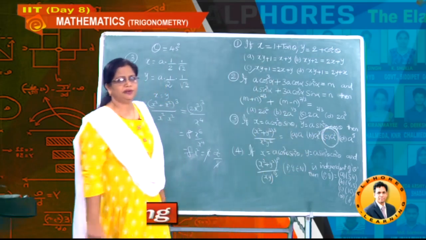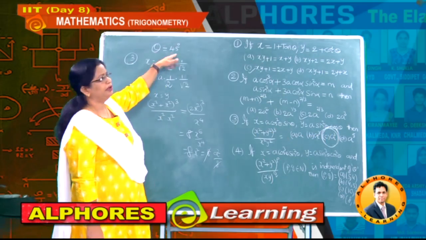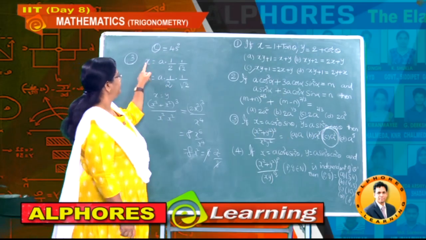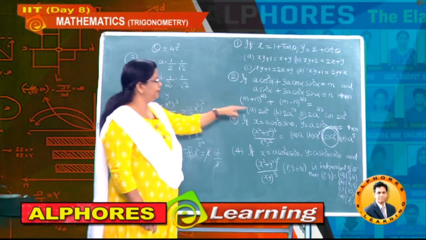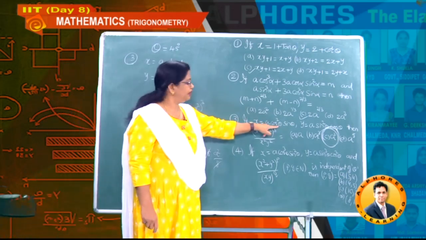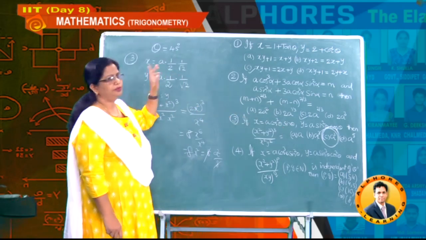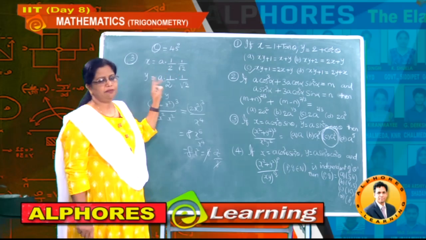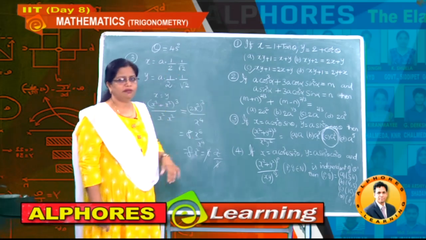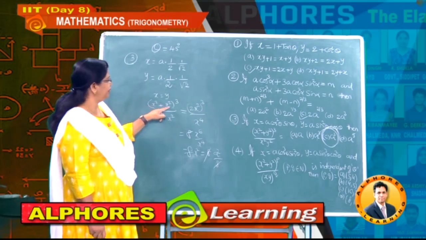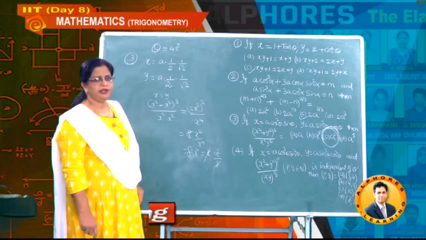Got it, students? So how have we done the problem? By taking theta as 45 degrees. If you take theta as 45 degrees, x equal to a into cos square 45, 1 by 2 into 1 by root 2. So 1 by 2, a by 2 root 2, and y also has the same value, then x equal to y. So we substituted x equal to y. So you got (2x square) whole cube divided by x square into x square.